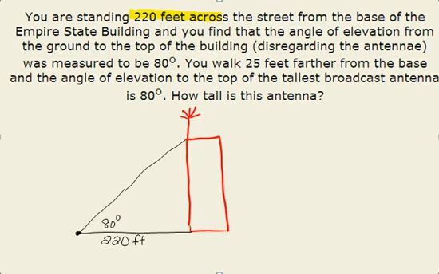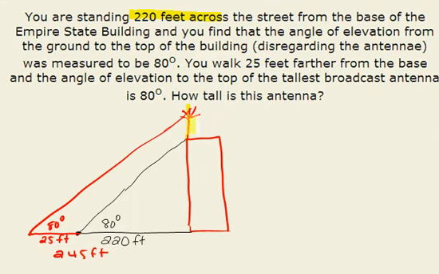I now walk 25 feet farther, or a total of 220 plus 25, or 245 feet from the base of the building. I now look up at the same angle of elevation of 80 degrees, and I can see the top of that antenna.